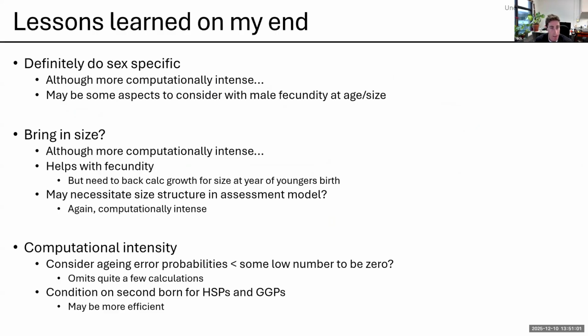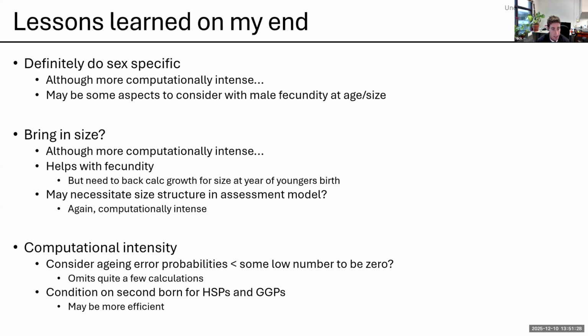There may be some fun aspects to consider with respect to the expected reproductive output of males compared to other males of different sizes and ages. Bring in size. Again, this should help with fecundity if you think fecundity is more a function of size than it is age. Although, again, this is going to be more computationally intense. You have to find the size at the year of spawning. So basically taking the growth transition matrix backwards, which sounds like fun.